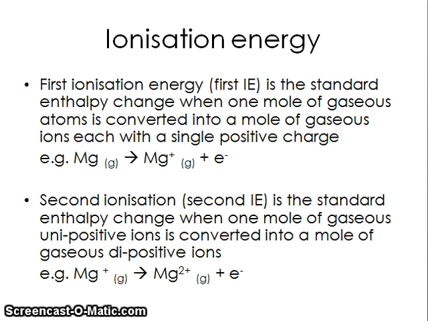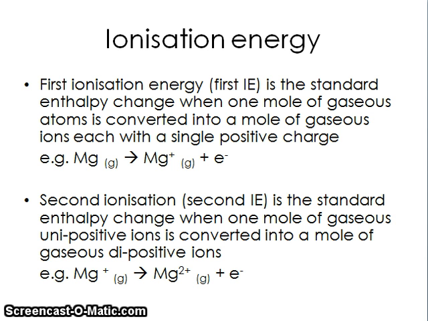So ionization energy you've met before, so you should already know the definition, but if you don't, you need to learn it now. The first ionization energy, which we write as the first IE, is the standard enthalpy change when 1 mole of gaseous atoms is converted into a mole of gaseous ions, each with a single positive charge. And we can represent this for magnesium by Mg(g) giving Mg+(g) plus e-.